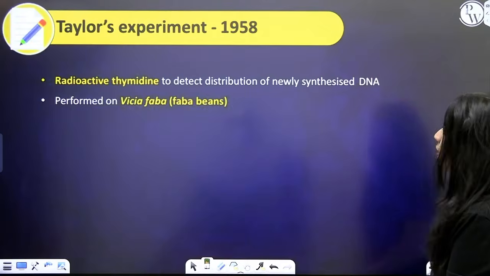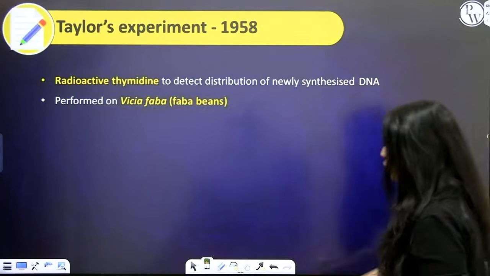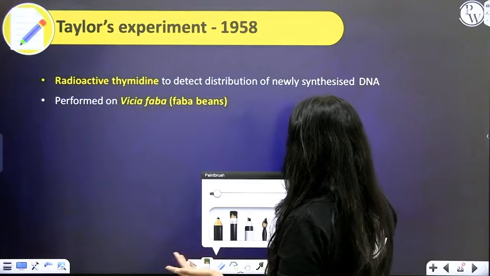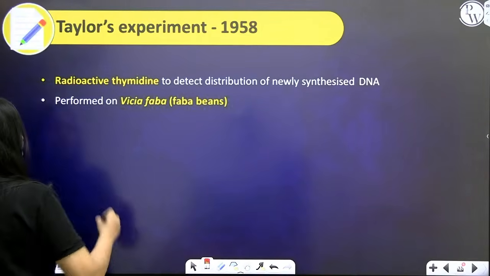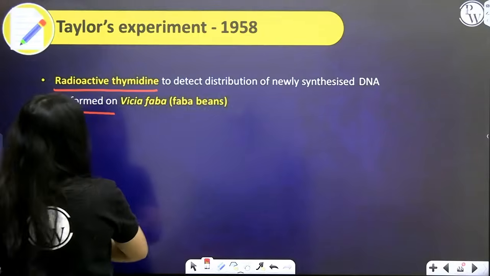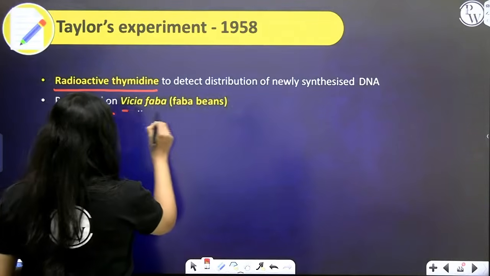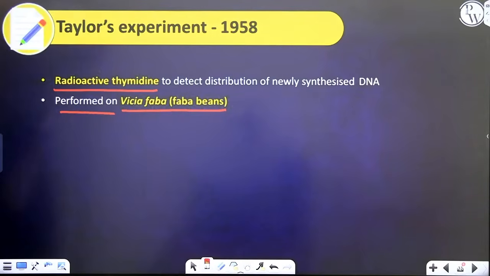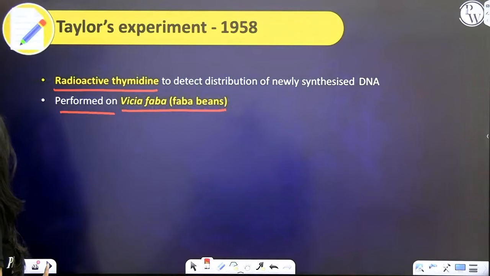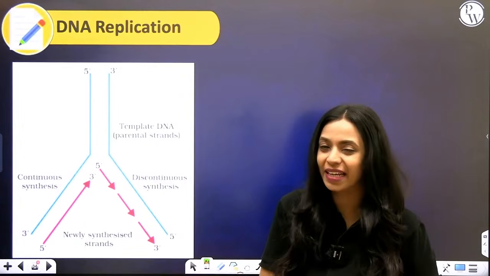Okay. Now, another person called Taylor, he also performed similar experiments using radioactive thymidine on a plant called Vicia faba. It's also known as faba beans. This also helped in concluding that replication of DNA happens semi-conservatively. Now let's understand how exactly this process of DNA replication takes place.